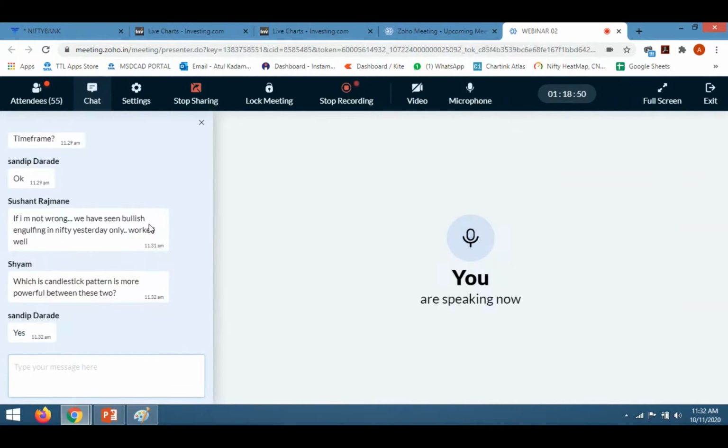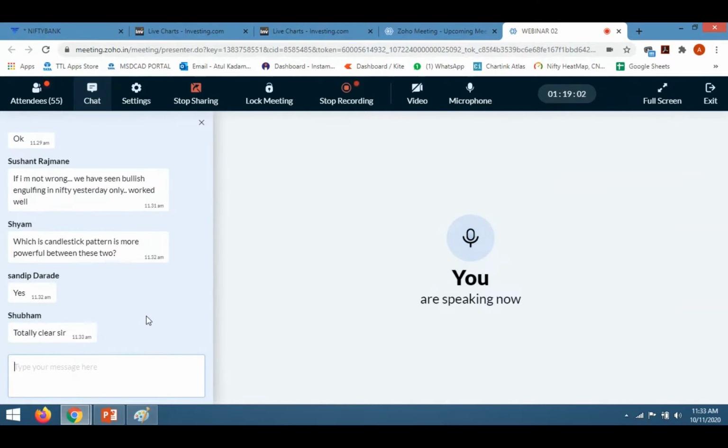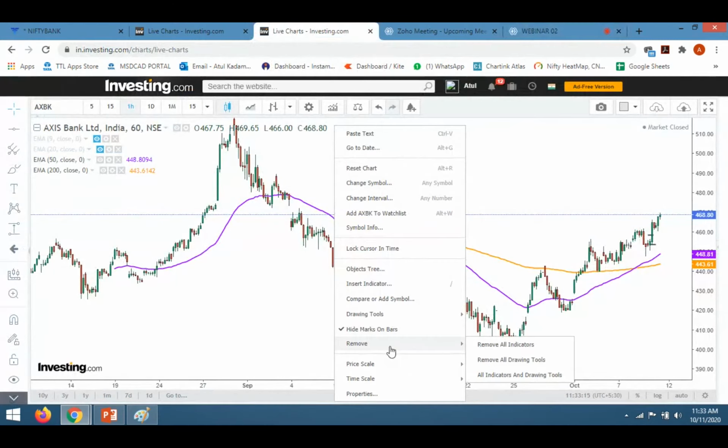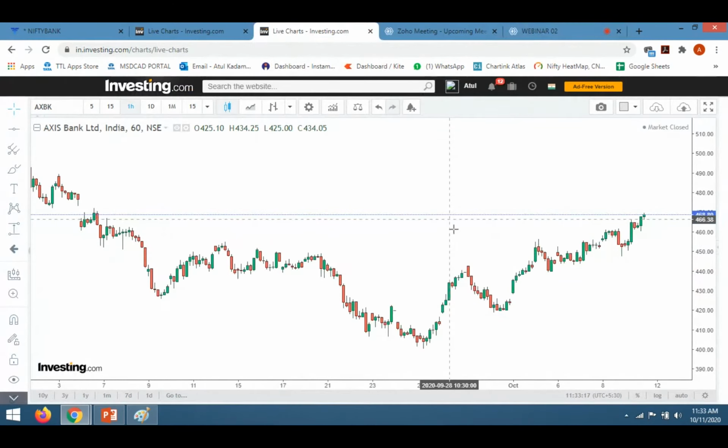Sham, it's not like that. Which pattern is powerful? Both are powerful, but whenever you get this, I will show in a chart how to use that. And the position of the pattern is important, where you find the patterns. Thank you, Shubham, Sandeep. So we'll go to the chart. If you see, I have just removed all the indicators now.